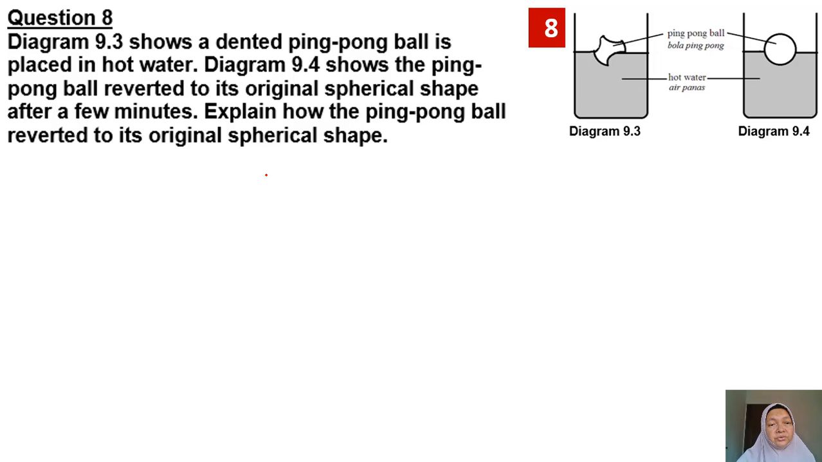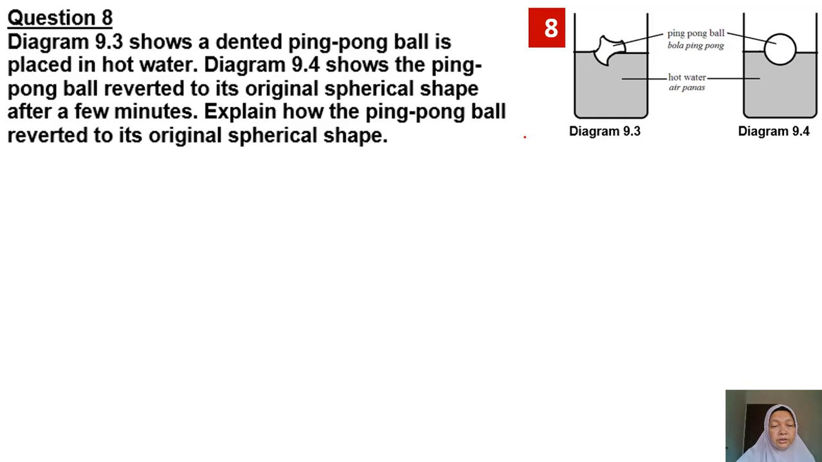Diagram 9.3 shows a dented ping pong ball placed in hot water. Diagram 9.4 shows the ping pong ball reverted to its original spherical shape after a few minutes. Explain how the ping pong ball reverted to its original spherical shape. Okay, so what we have here is hot water. Hot water is related to temperature. And then this is the dented shape. This is the original shape.